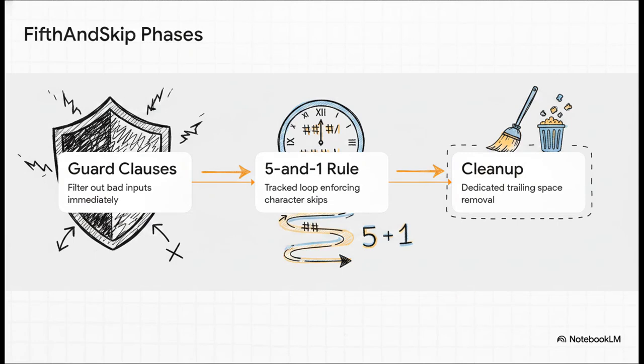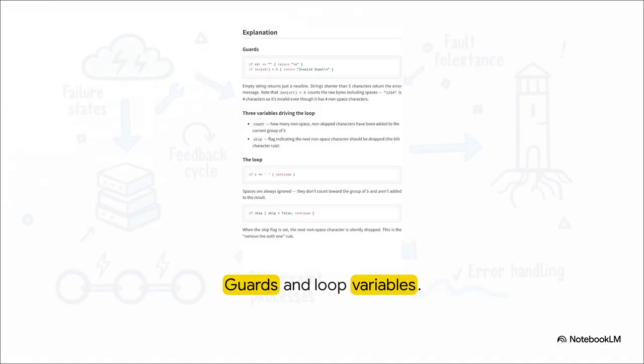To pull this off without getting tied in knots, the code breaks the problem down into 3 very distinct phases. First, early guards to filter out bad inputs right out of the gate. Second, a tracked loop that enforces the 5-in-1 rule using dedicated state variables. And finally, a specific cleanup phase at the end. Let's break these down. Notice how those early guards protect the loop right at the top. An empty string just returns a new line immediately.